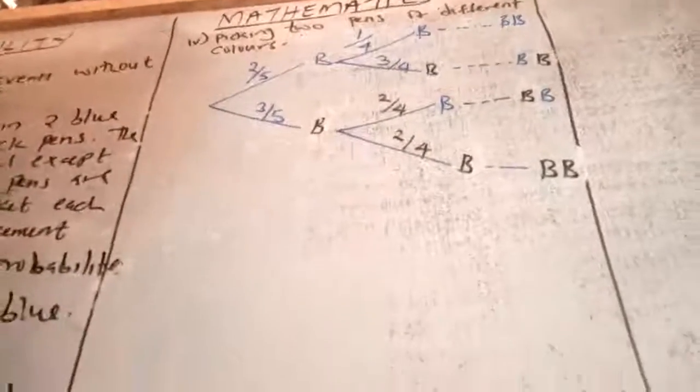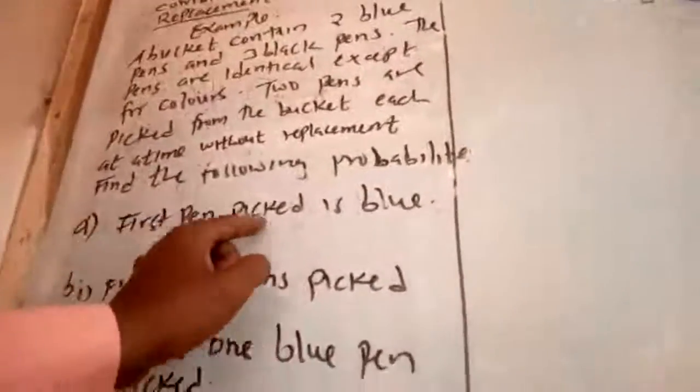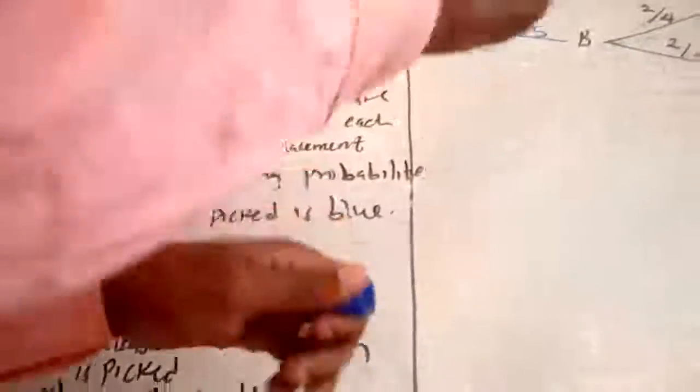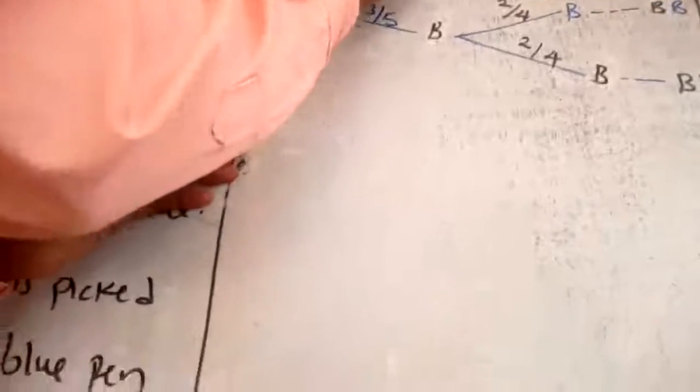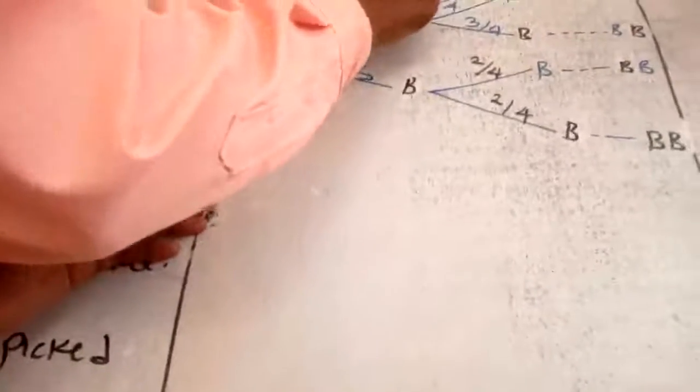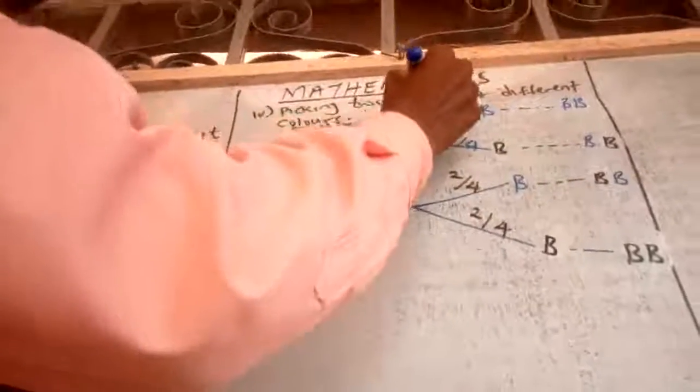Having said that, then you are supposed to come up with the answer to the first question, and the first question is: first pen picked is blue. And therefore I'm going to, this is the first picking, these 2 branches, and the other branches are the second picking.